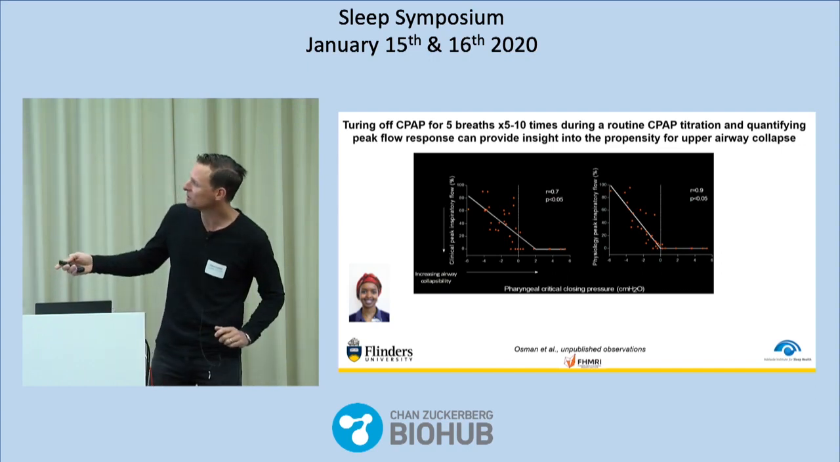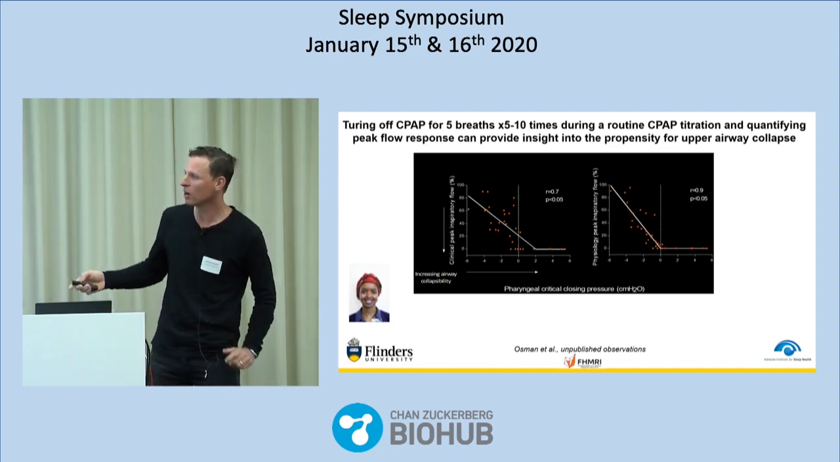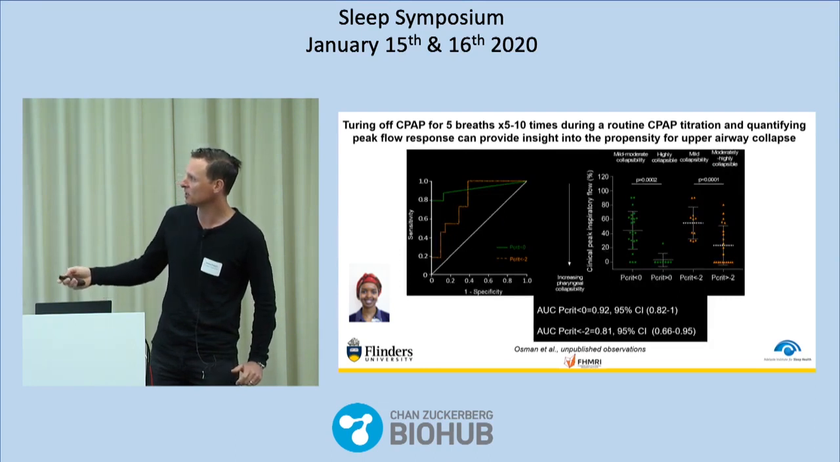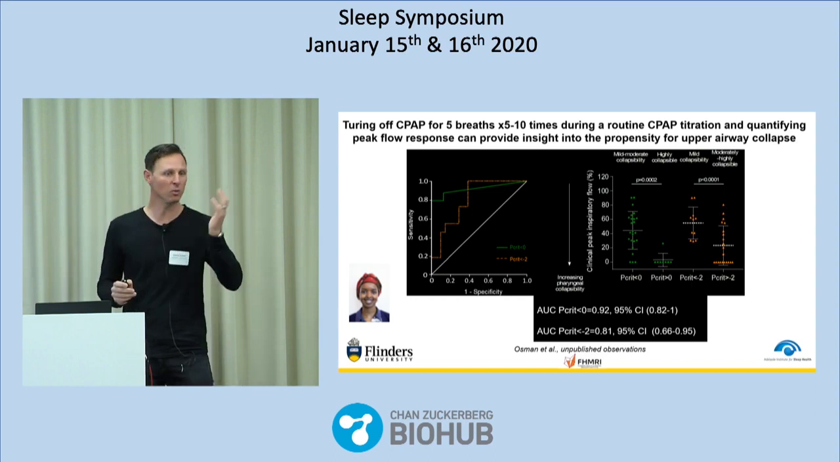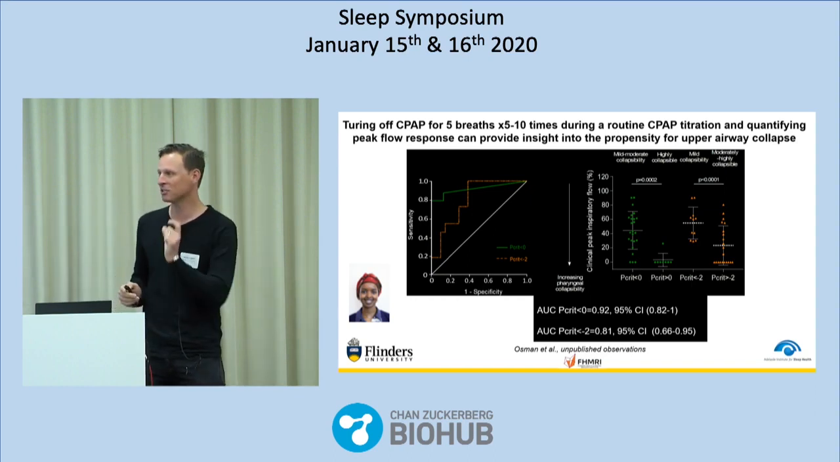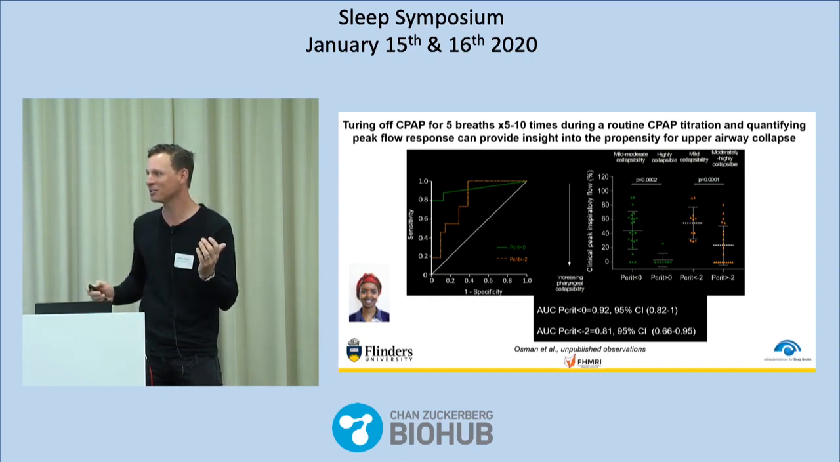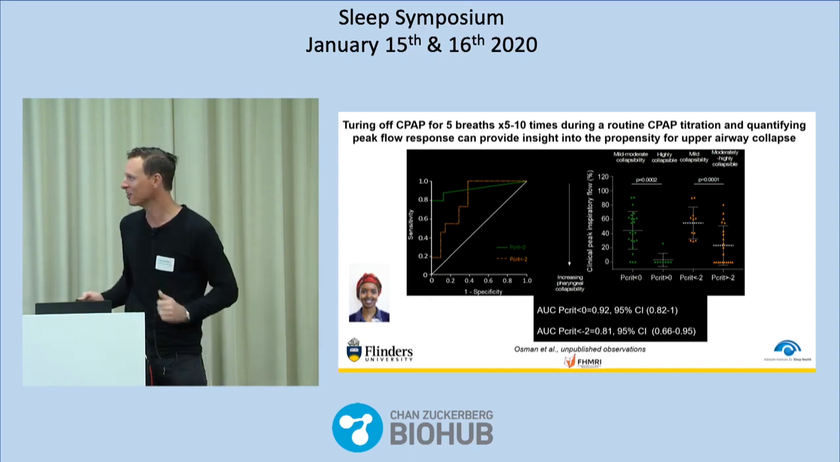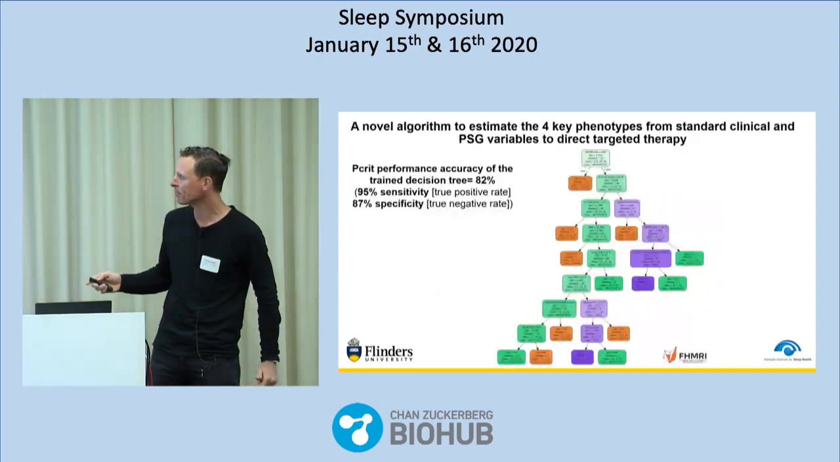And what she found was that that lined up very well with the gold standard PCRIT technique, as shown in these receiver operating curves here. So that might be something that we can roll out on a large scale, just turning it off 5 or 10 times throughout the night. If you've got airflow, it suggests your airway is not too bad. If you don't, you can separate those people out.